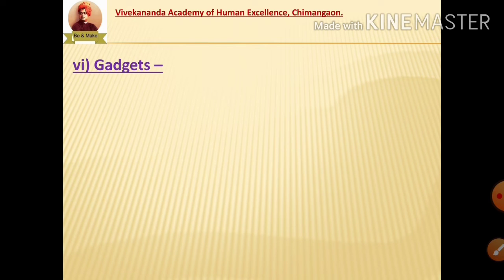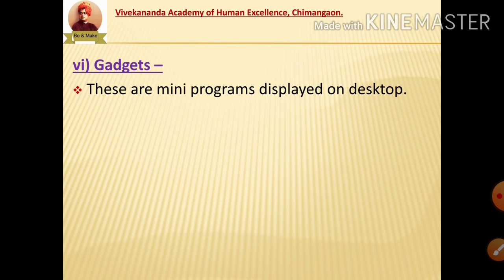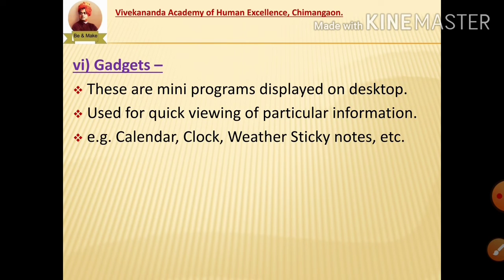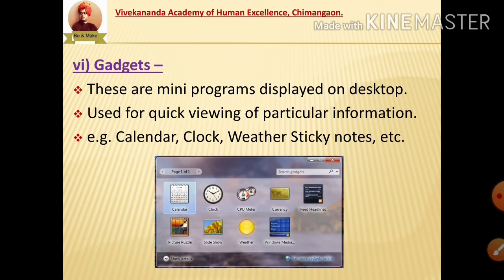The next feature is gadgets. These gadgets are nothing but mini programs which are displayed on the desktop, and these programs are used for a quick view of particular information. Examples of gadgets are calendar, clock, weather, and sticky notes. Here I have shown you some of the gadgets which are available with the Windows 7 operating system.